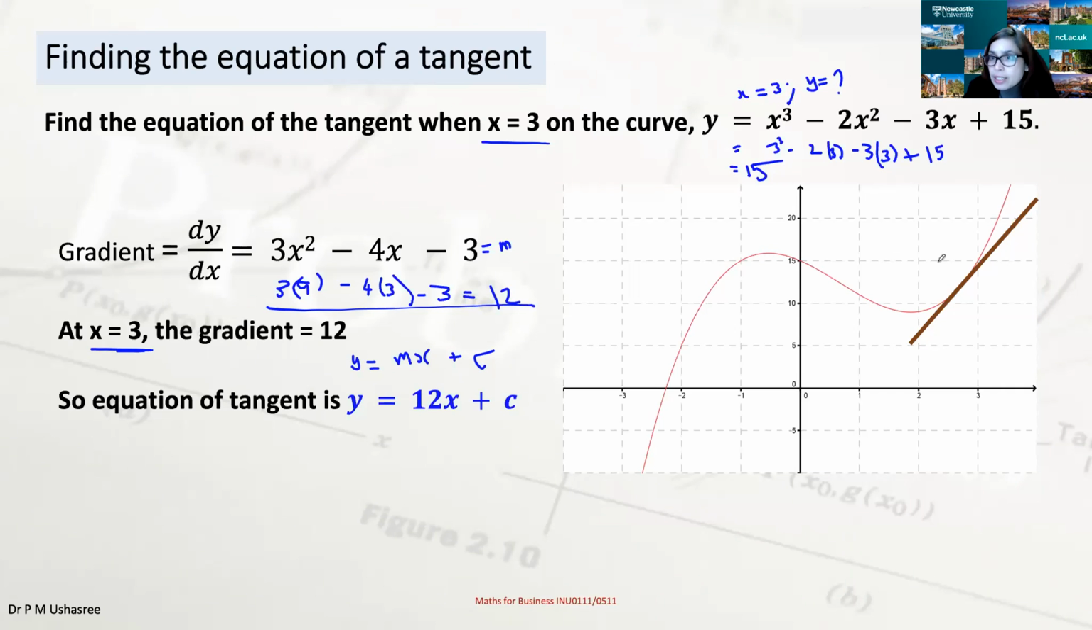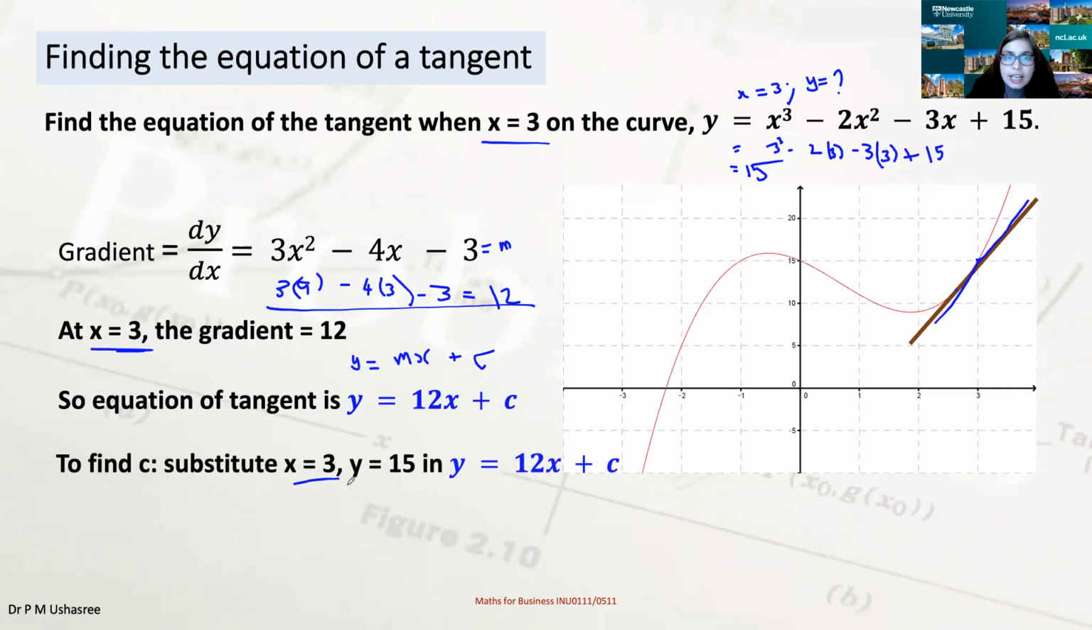If that is 12, that means at x is equal to 3, if I draw a tangent at x is equal to 3, and that point has a gradient 12, then any point on this line will also have 12, so mx. Now I have to put the point 3 and 15.